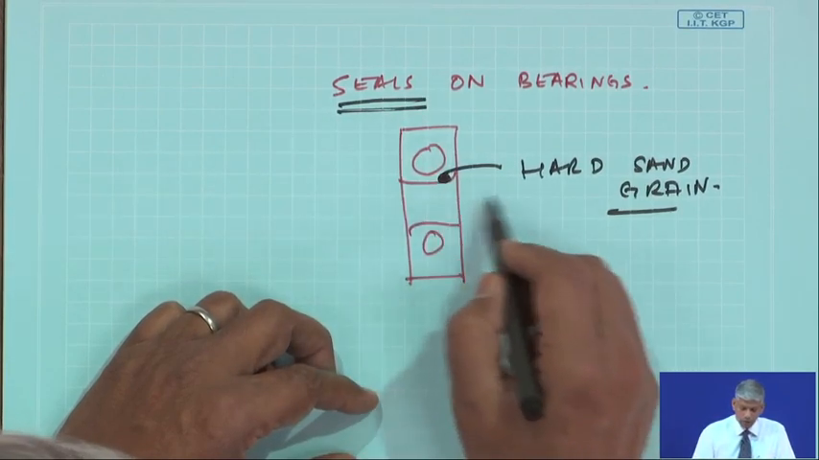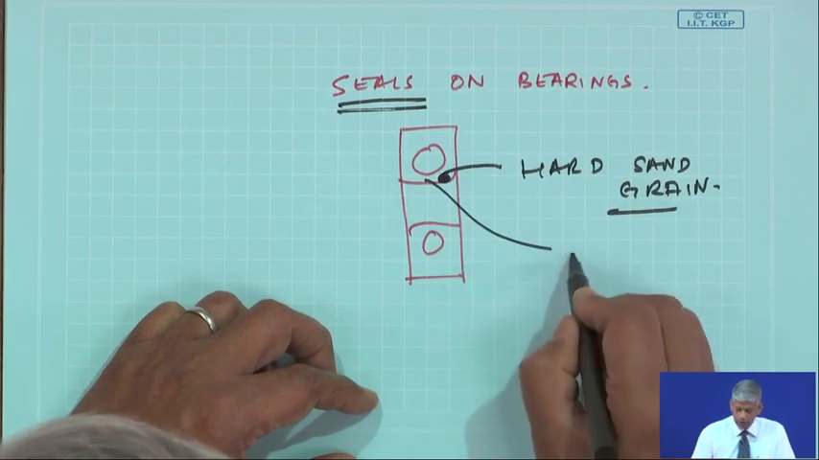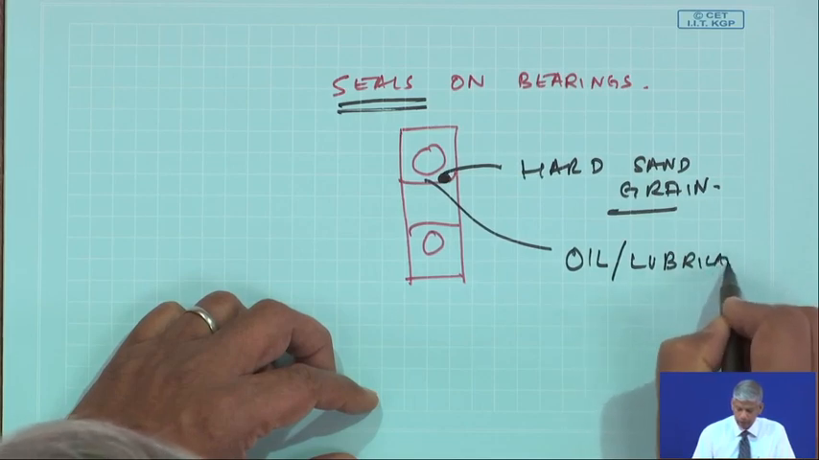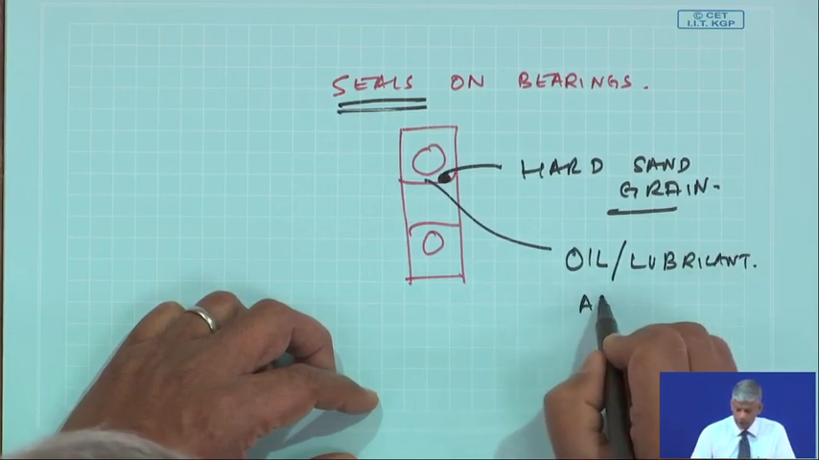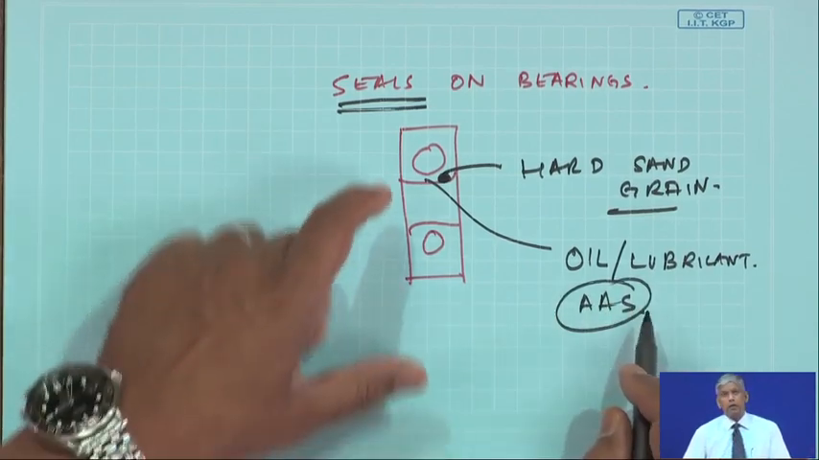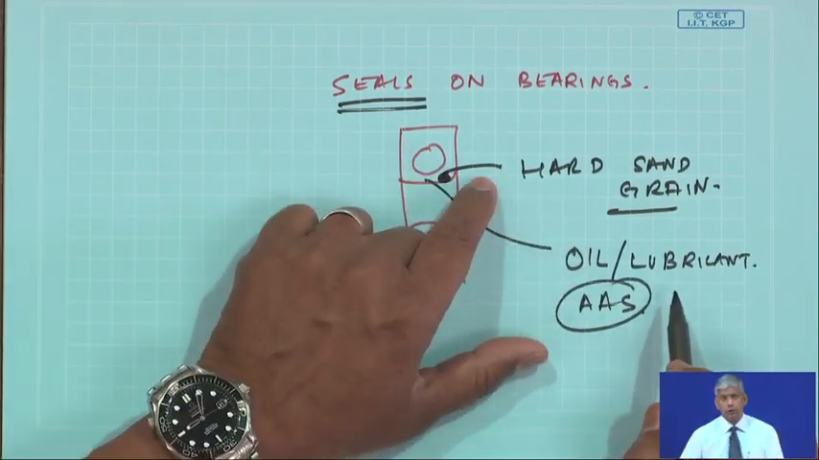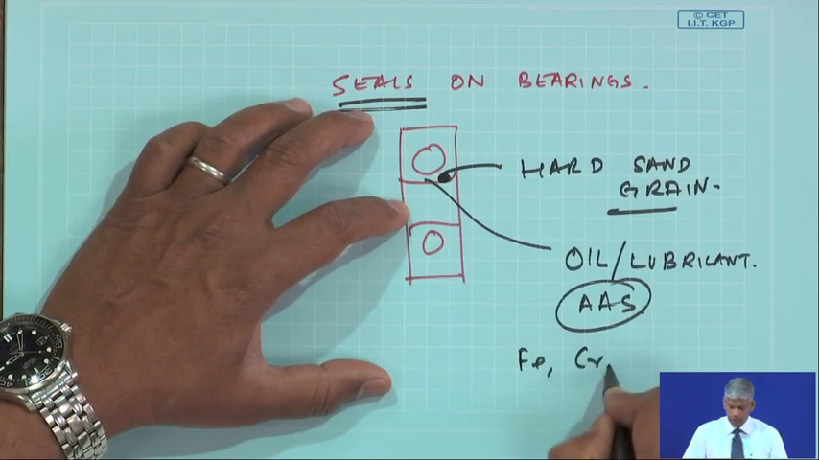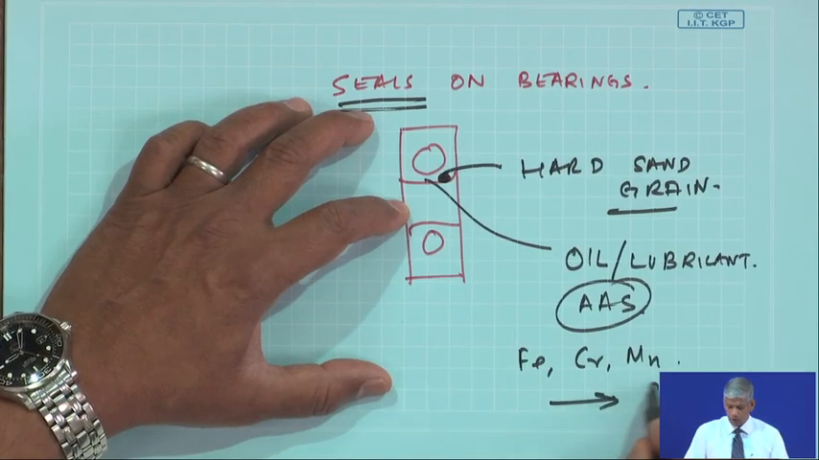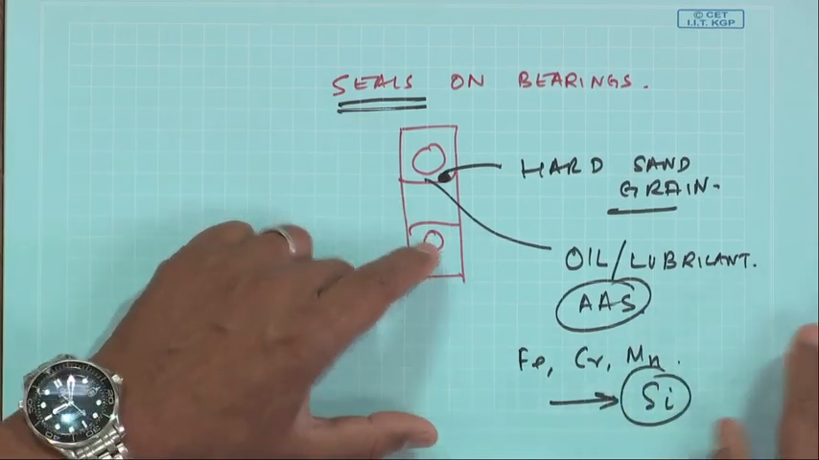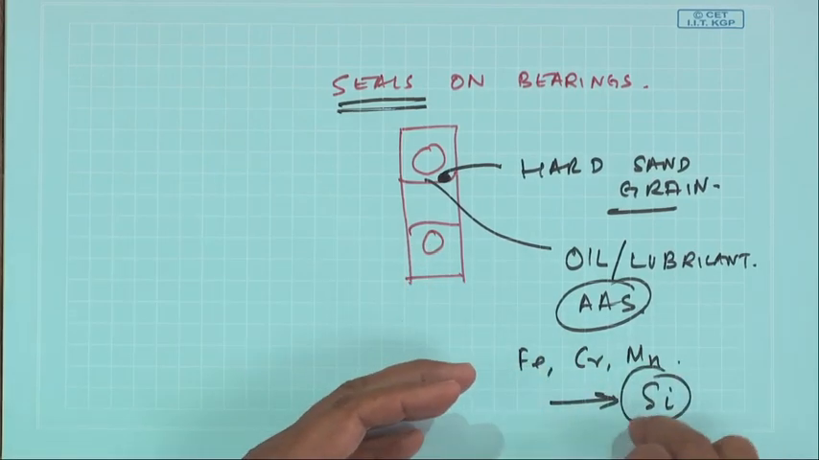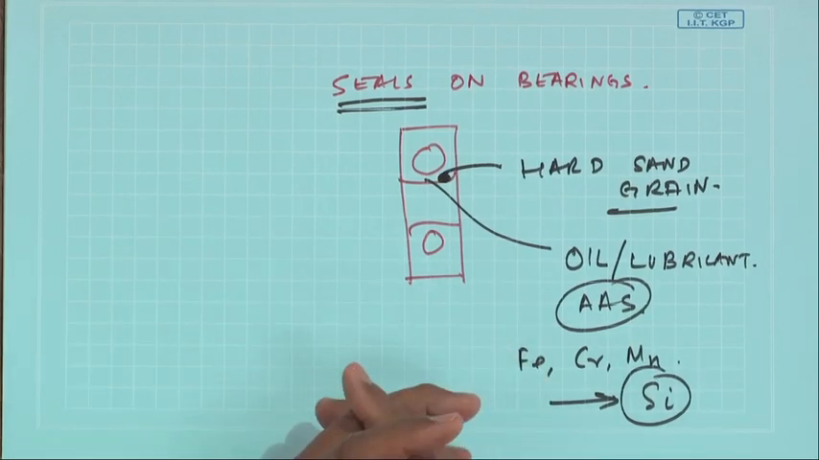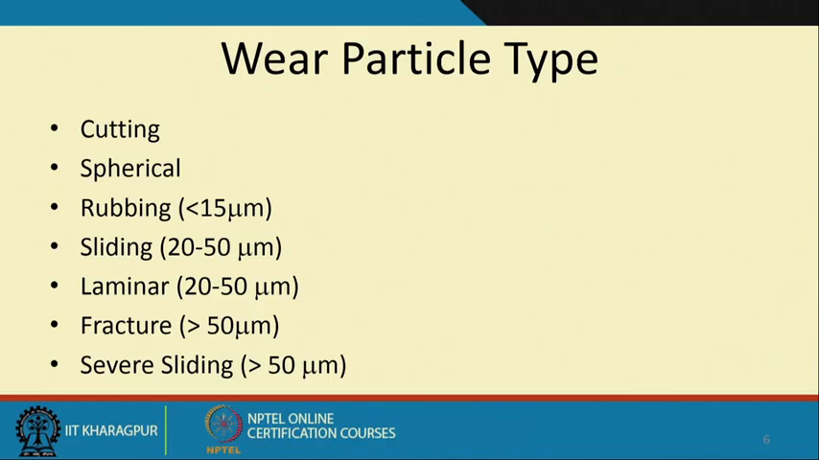So, if somehow this silicon has entered, if I take the oil or the lubricant and do an AAS of that, I can find out whether silicon is present. So, I know in a metallic component I had iron, maybe some alloying element, but I will be wondering where the silicon came from, because to begin with the parent machine did not have silicon. So, how did it come? So, this is where AAS or spectrophotometry helps us in finding out these chemical elements.